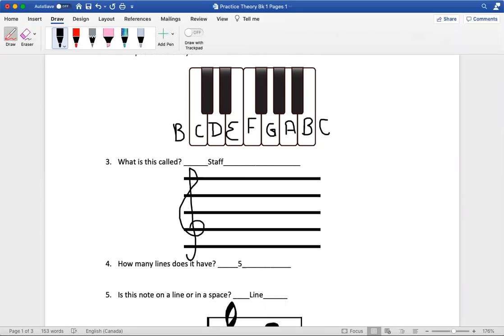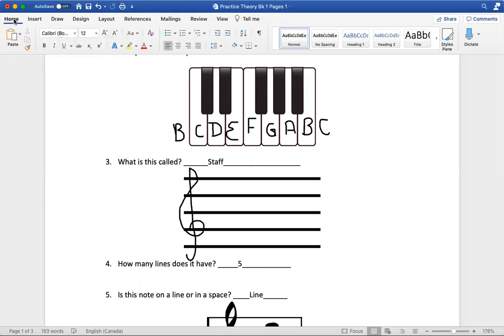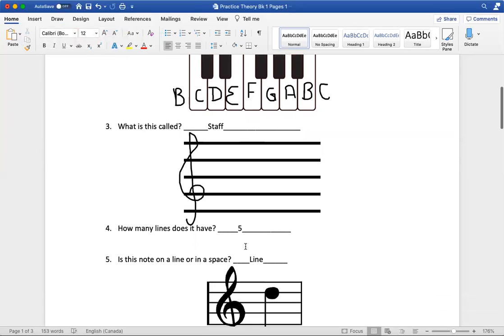In the video, we talked about it being a G clef because you can see that it goes around the G. This is our staff. How many lines does it have? We counted: 1, 2, 3, 4, 5. Every good boy deserves fun. How many spaces does it have, just for fun? F-A-C-E. F is 1, A is 2, C is 3, and E is 4.